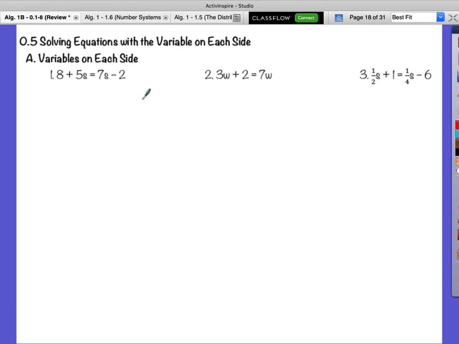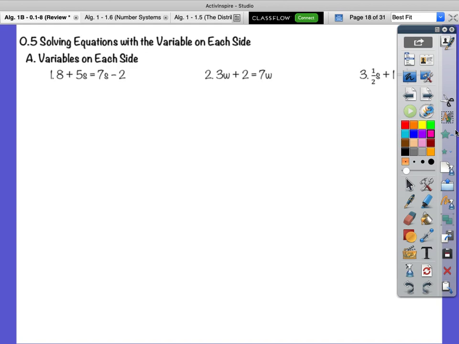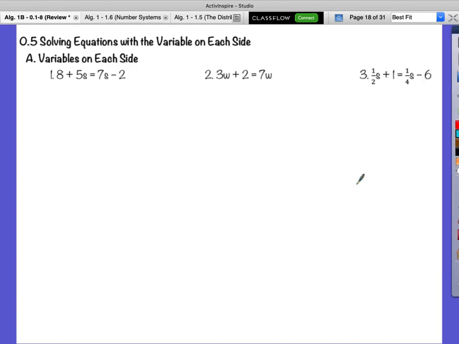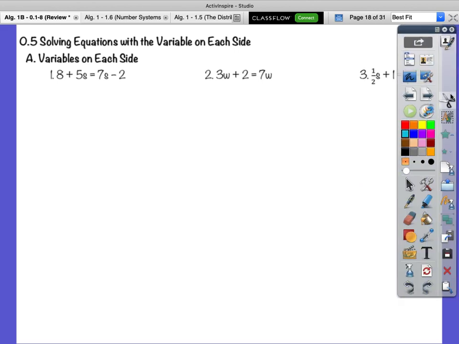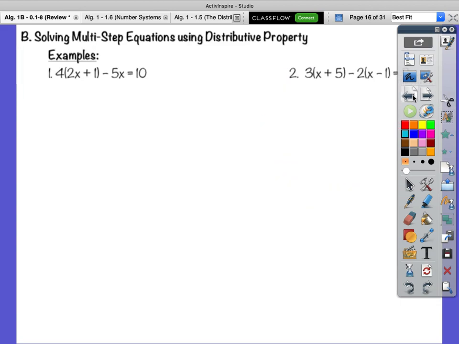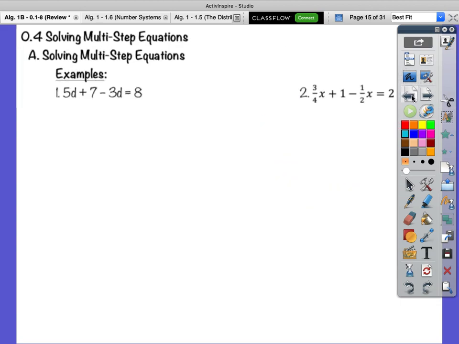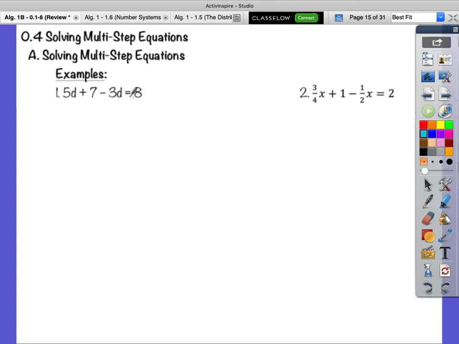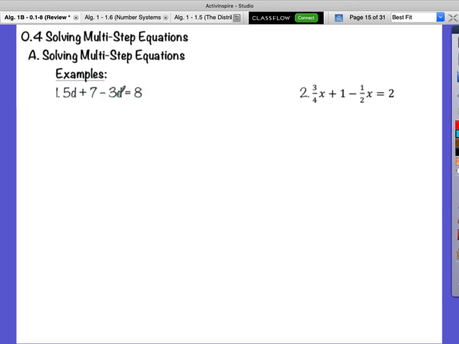Combine like terms. Okay, so I'm actually going to rephrase that a bit, but I love the idea of what you're saying. We like to use the phrase combine like terms when things are on the same side of the equal sign. So like in previous problems, for example, let's look here. When we had 5d plus 7 minus 3d equals 8, 5d and negative 3d are on the same side of the equal sign. They're both on the left of that equal sign.